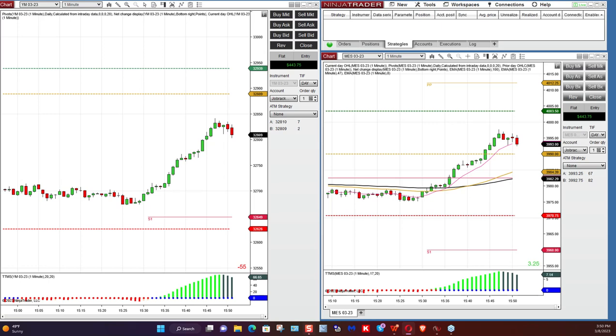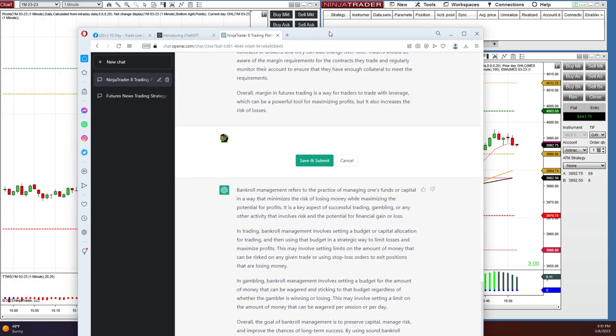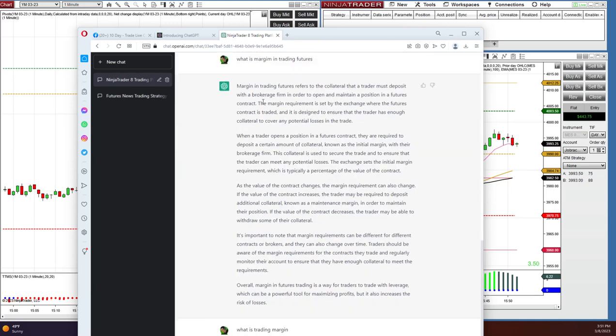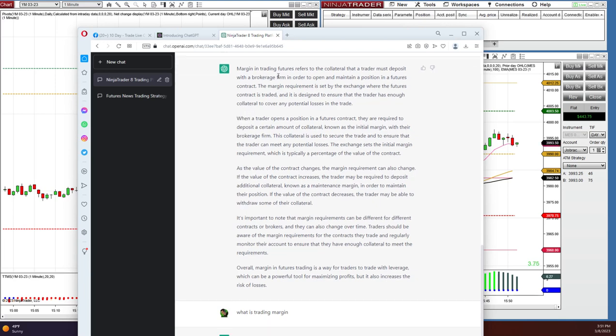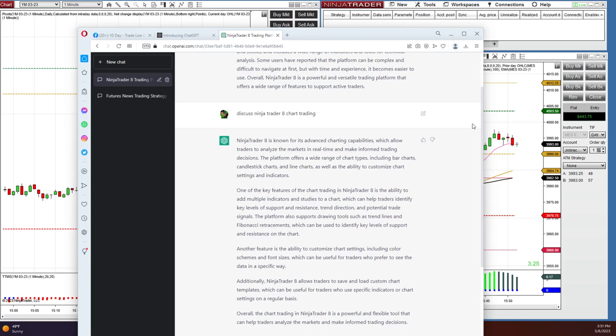But I'm going to tell you the truth. I got some of my definitions of bankroll management using AI. It's great. So, what is margin? Let's say, what is trading margin? Okay, this is ChatGPT. Look how fast it generated. Margin in trading futures. It's amazing. Let's see, where did it go? Where did I put it?